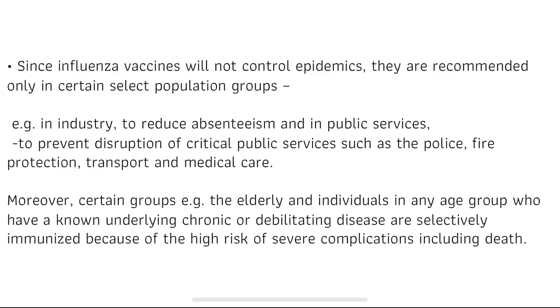Okay, so what are the high risk groups here? People who are suffering with chronic conditions, or old age people, more than 65 years, and infants less than 18 months can be immunized, and people in overcrowded areas like industries, to prevent sickness absenteeism. We are giving these vaccinations, and critical public services are very much required.